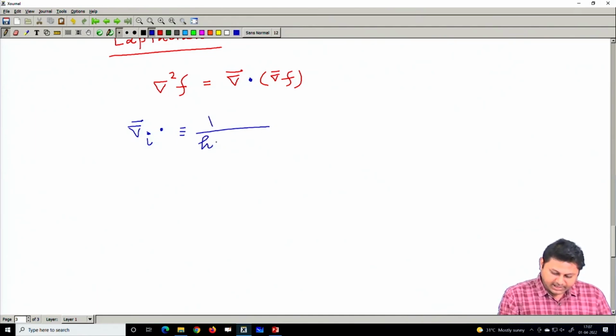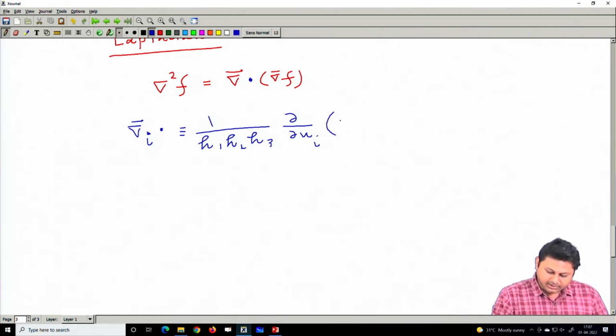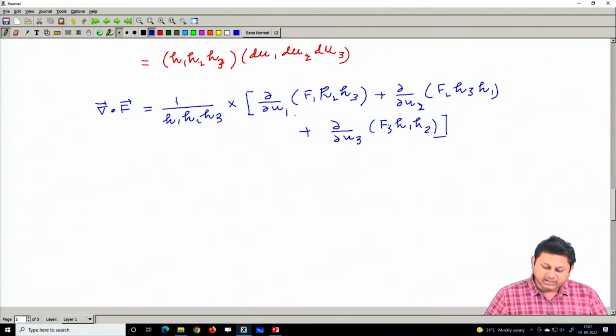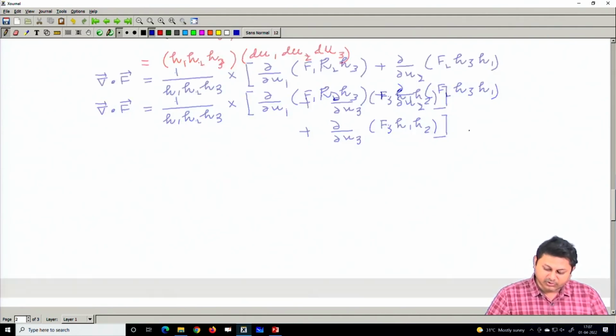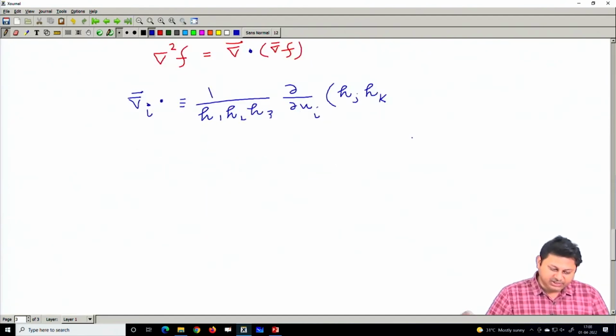is already calculated. It is H1, H2, H3, and then the derivative with respect to ui, the ith one, and then Hj, Hk. If it is i, you can see that once you take a derivative with respect to 1, then the scale factors are 2 and 3. If it is 2, then the scale factors are 3 and 1. That is why if it is i, then it will be j and k. So, that is the form we are having.